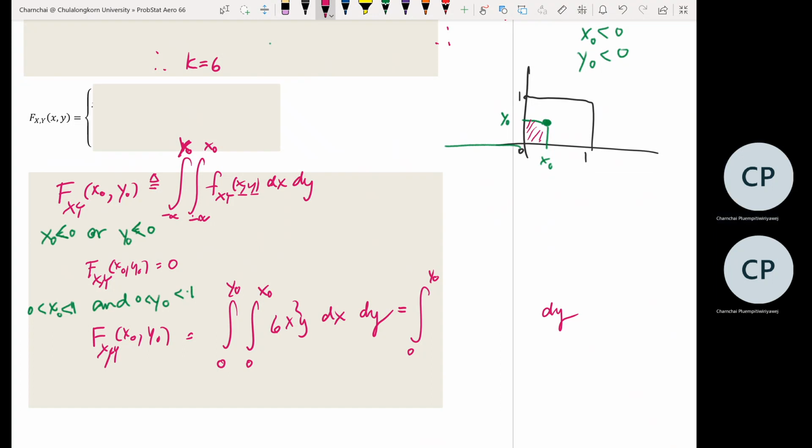Okay. 6x cubed over 3, right? x from 0 to x naught, and this is the y. You write like this.